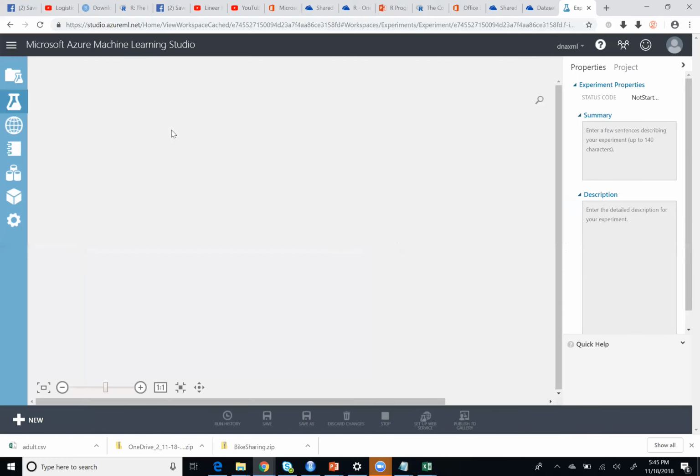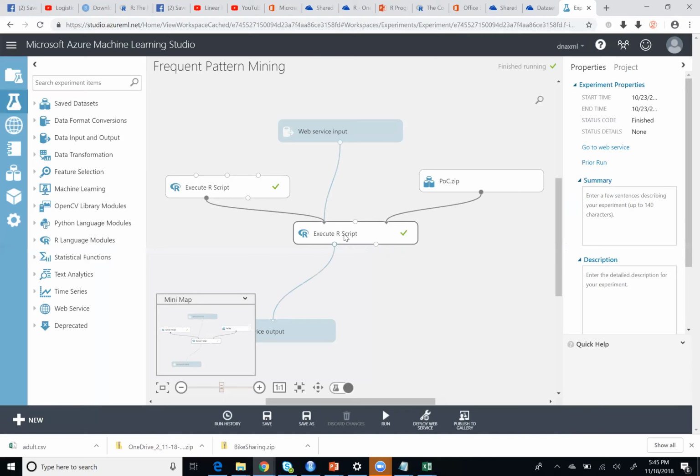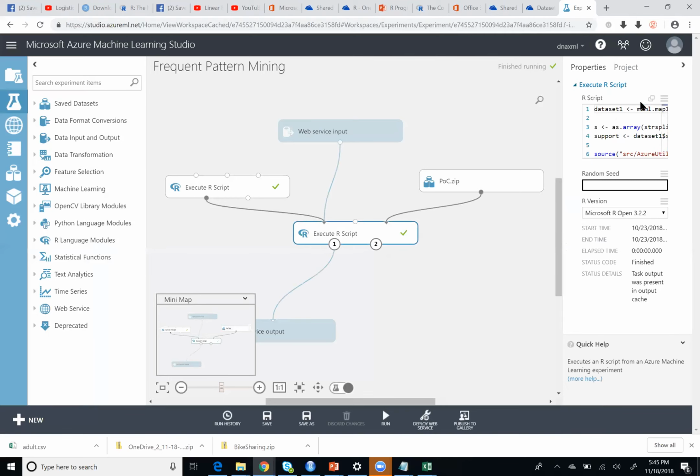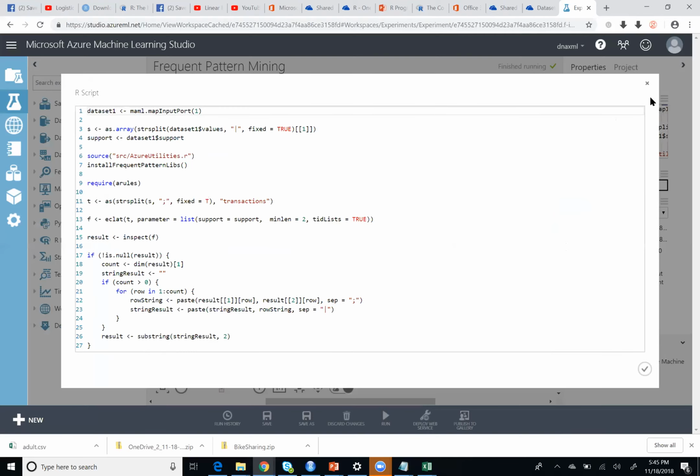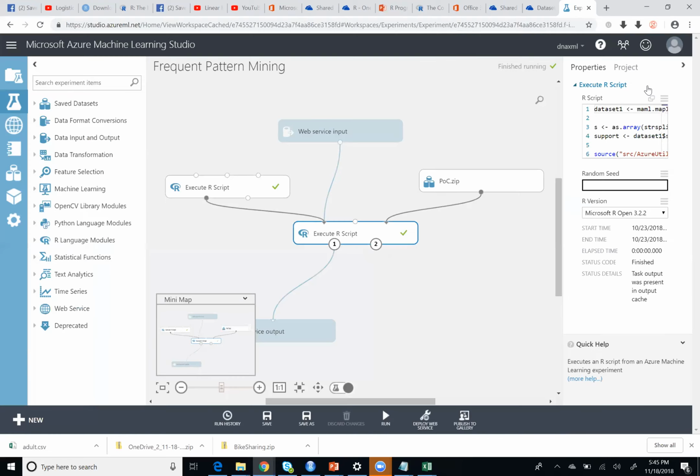It's a very simple algorithm. I wrote it in R. It's basically called ECLAT, and then you pass it some transactions that it will predict on. I'm not going into the R code here. I just wanted to show you where you can go and say, I want to create a new experiment, and then you can create a web service from it.